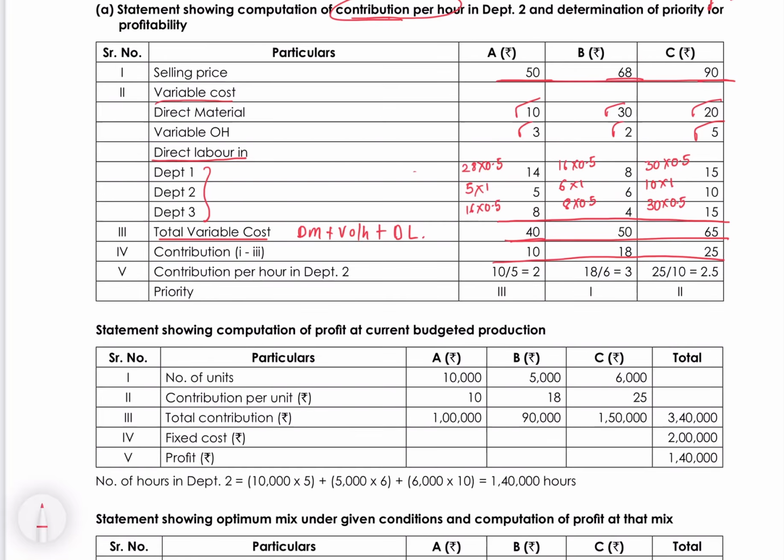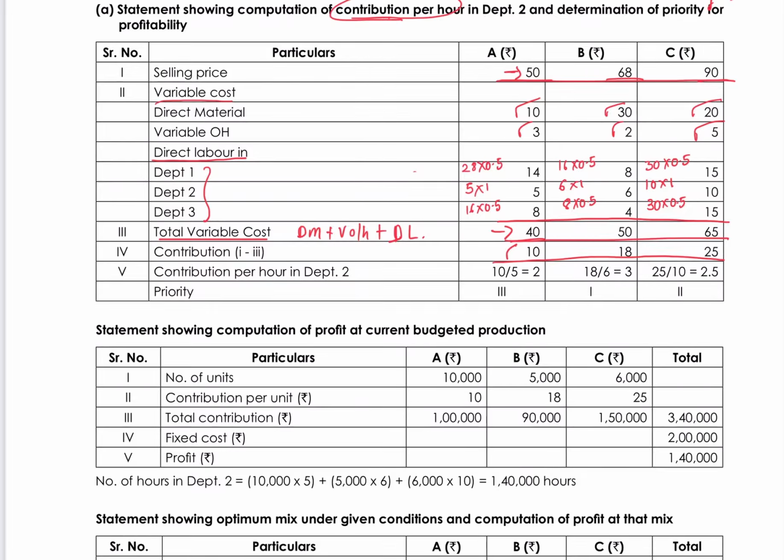Now we have to find contribution. Contribution is nothing but sales minus variable cost. So sales is 50, variable cost is 40, so contribution is 10. Same way you have to do it for each product. So now you have the contribution. Now we have to find contribution per hour, because hours are the limiting factor.